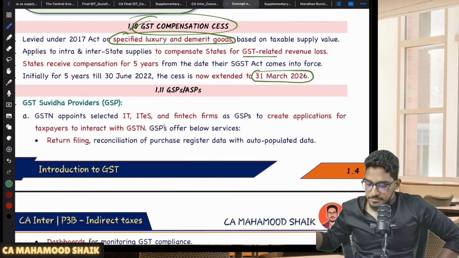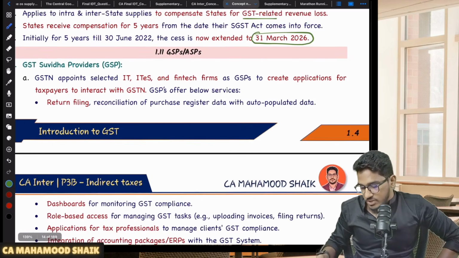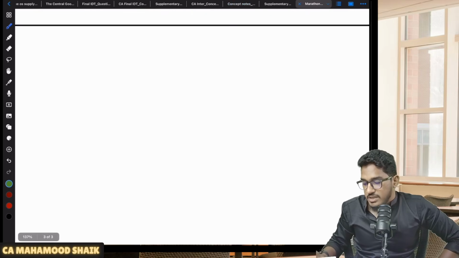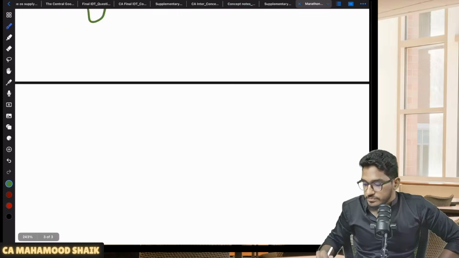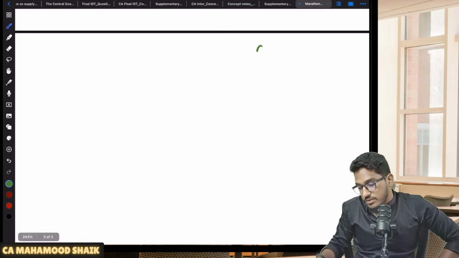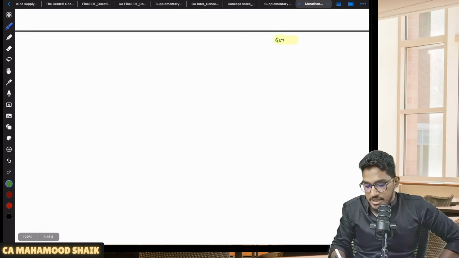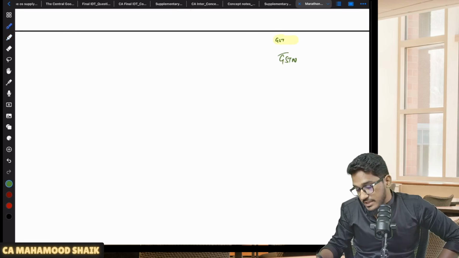Okay, right. Then we have one small concept called GSPs or ASPs. Sir, what is this GSP or ASP? Very simple. See, we have this GST portal. This GST portal is getting managed by one entity called GSTN, GST Network. Like that, one GSTN is there, which is managing the GST portal.